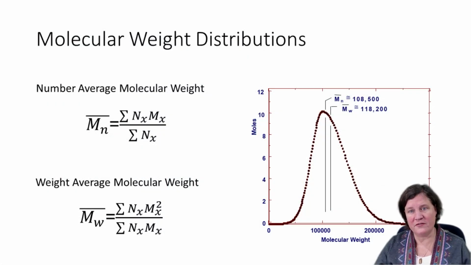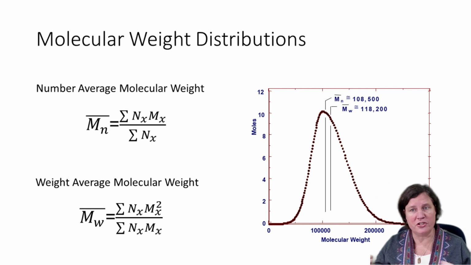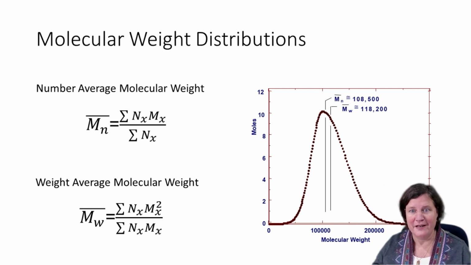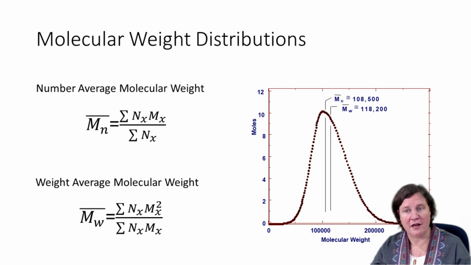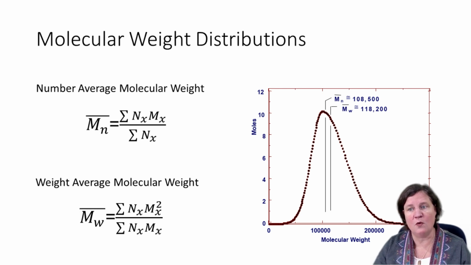Hello. In our last video, we started off by talking about how polymers have a molecular weight distribution. Not every chain is the same length, so not every chain has the same mass or molecular weight. And because of that, we learned how to calculate the average molecular weight, and we learned to do that in two different ways: the number average molecular weight and the weight average molecular weight.